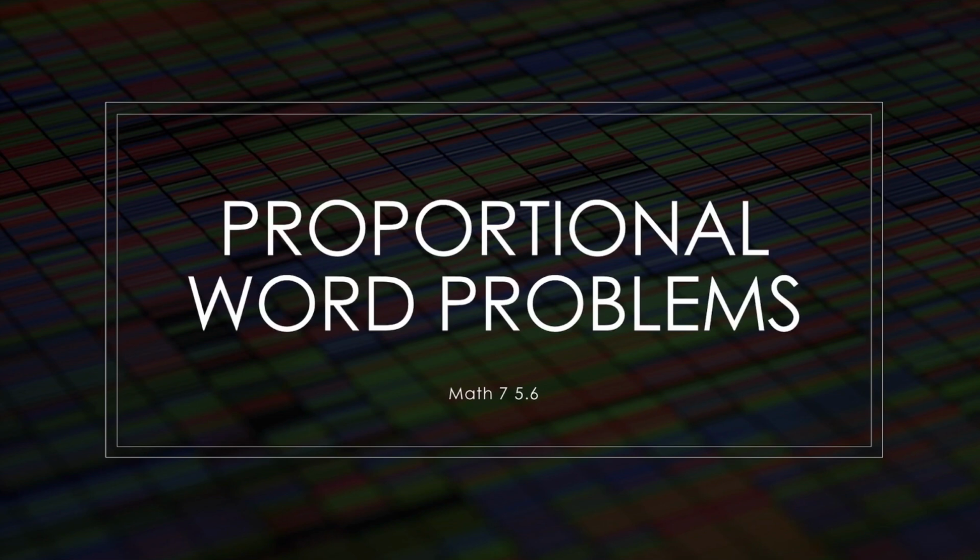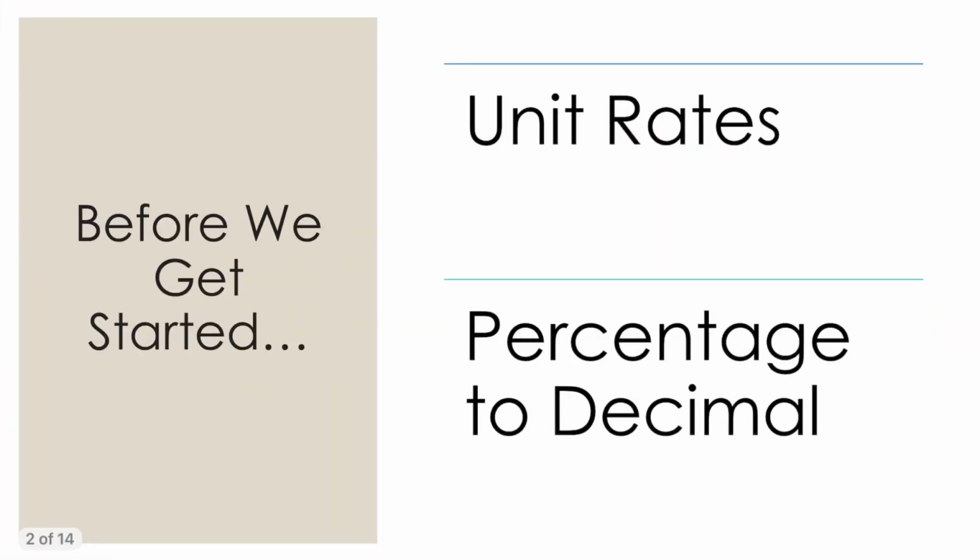This video is going to go over word problems involving proportions. Proportions in word problems normally use percentages because in the real world you don't actually see fractions all that often. You normally see percentages. So before we get started, you should know what a unit rate is, and you should know how to change a percentage to a decimal. If you don't know how to do either of those things, I would suggest you review them before getting started, just so that you have that basic information before we add on to it.